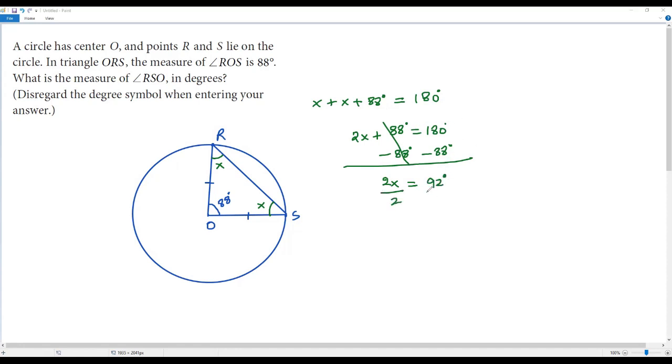Let me divide both sides of this equation by 2. Then this 2 will cancel out. I am getting x on the left side. When I divide 92 degrees by 2, I am getting 46 degrees. We know that this x represents the measure of angle RSO. Therefore, the measure of angle RSO equals 46 degrees.